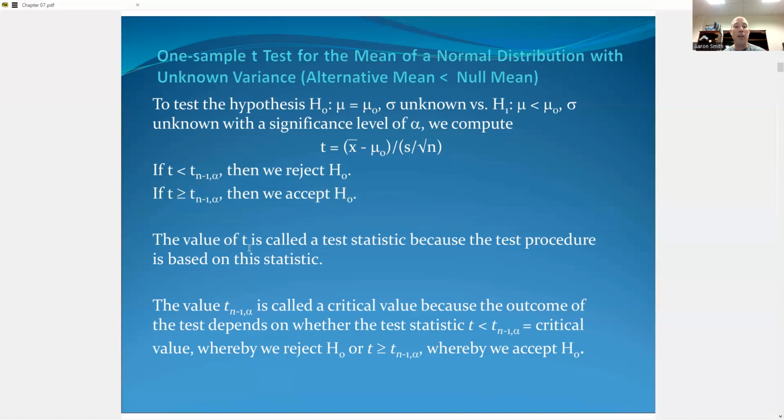The value of t is called the test statistic because the test procedure is based on that statistic. This t is what's coming from our data after I do my calculations, and this is the value that I'm using to say, is it less than or greater than the cutoff value? The value of this t sub n minus 1 alpha is called the critical value because that sets the cutoff for deciding what we're going to conclude.